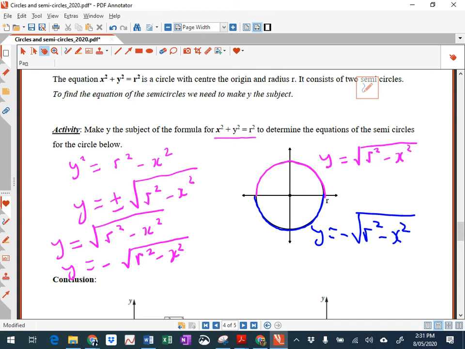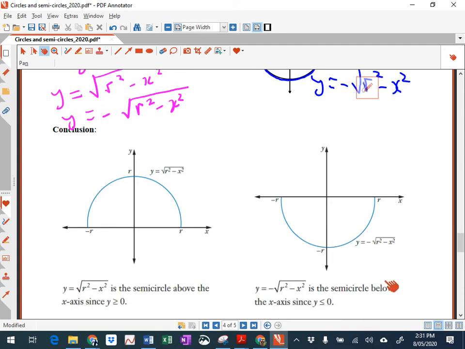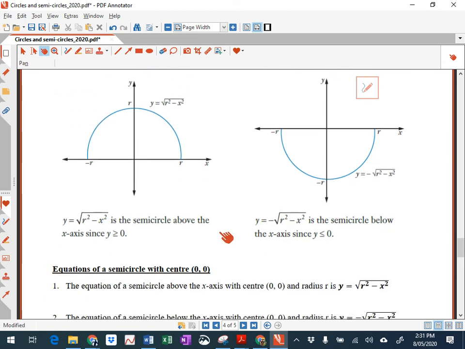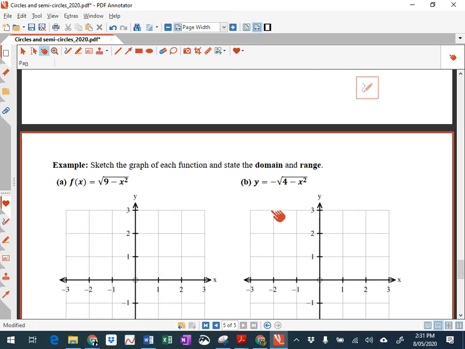Okay, so let's have a look at the conclusion then. The conclusion is we've got two semicircles which make up the circle. Here's the top equation, the equation for the top half, and here's the equation for the bottom half. Okay. Now, next question. Equation of a semicircle with centre 0, 0. So here's our little summary then of those two equations with centre 0, 0 and radius r. So let's have a look at our questions here.